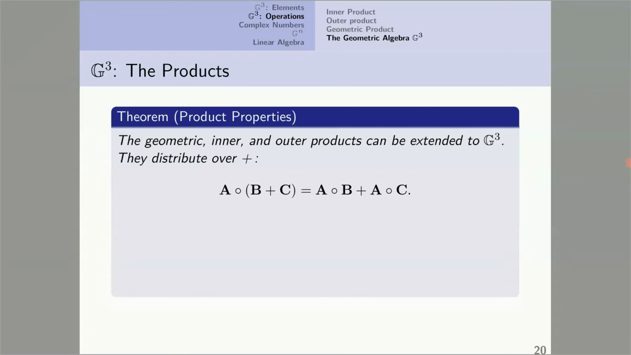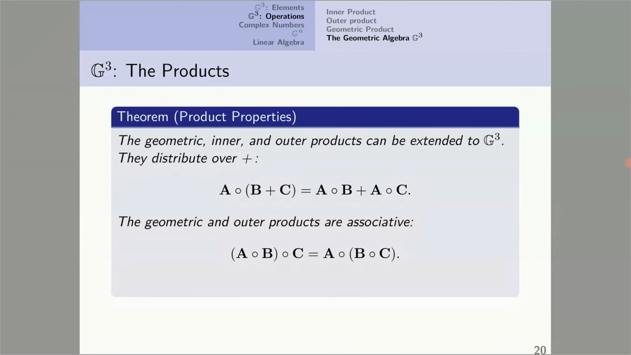The operations obey the distributive law. As shown, the open circle represents any one of the three products. The geometric and outer products are associative, obeying the law shown. Non-commute or anti-commute in general.